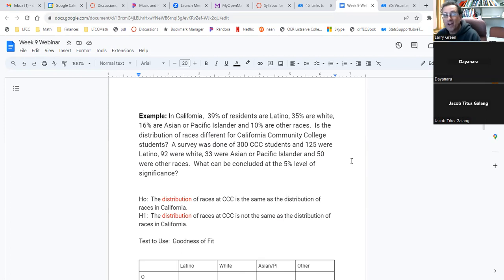Okay, I do want to let you know, I always give a heads up. These numbers, I totally made these numbers up. A survey was done. There was probably a survey someday, but I made these numbers up. These numbers here, the 39%, 35%, 16% and 10%, those I looked up online. And the good news nowadays, compared to when I first taught this class, it's so easy to find stuff. I looked online, I was able to quickly find the percentage of the different races in California.